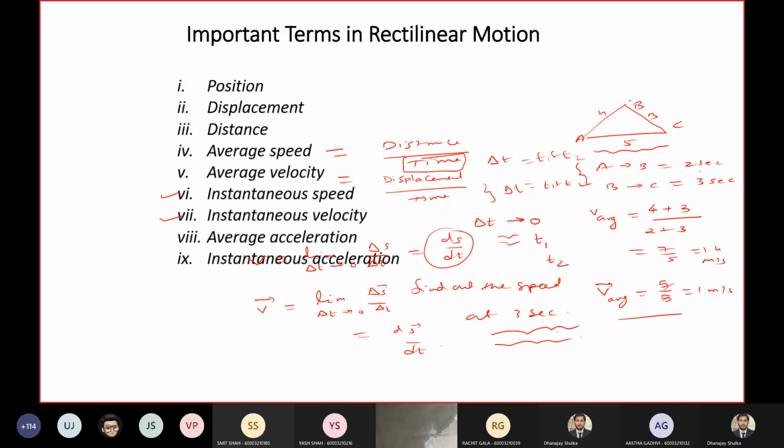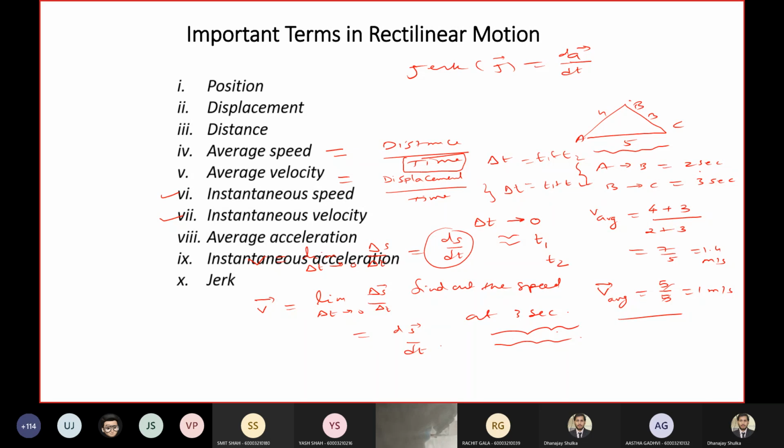Yes. And the last one is jerk. What is jerk? Jerk is nothing but the rate of change of acceleration. Okay, that is dA by dt. Okay? So this you should know.